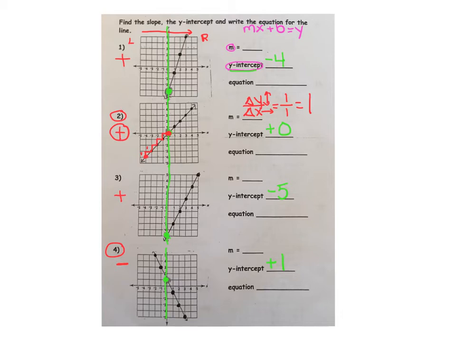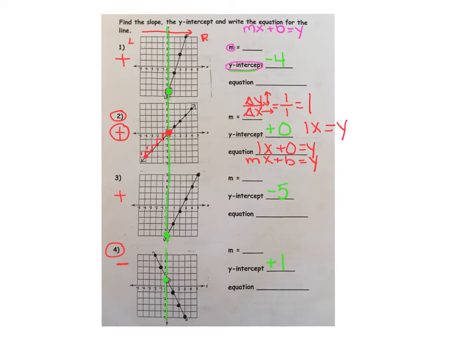So when we write our equation, mx plus b equals y, 1x plus 0 equals y. But we don't need the 0. Remember, this is a proportional relationship. The line goes right through the origin. So we could also write it this way: 1x equals y.